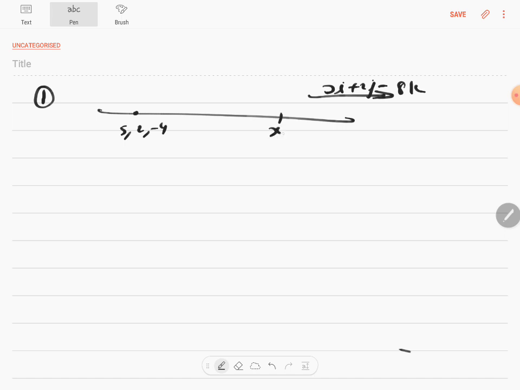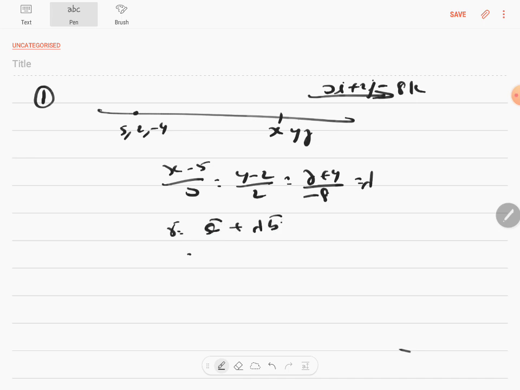So it's x, y, z. So (x minus 5) by 3 is equal to (y minus 2) by 2 is equal to (z plus 4) by minus 8 is equal to lambda, is the equation of the line. This is Cartesian form. The vector form is r vector is equal to the point vector, which is a vector, plus lambda times b vector, where this is a vector and this is b vector.